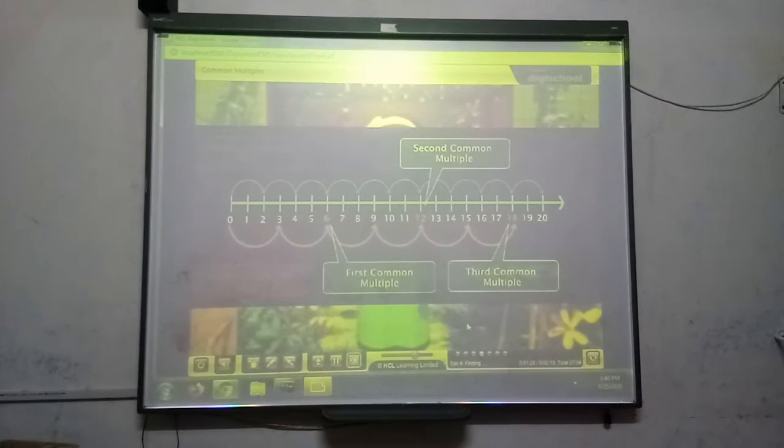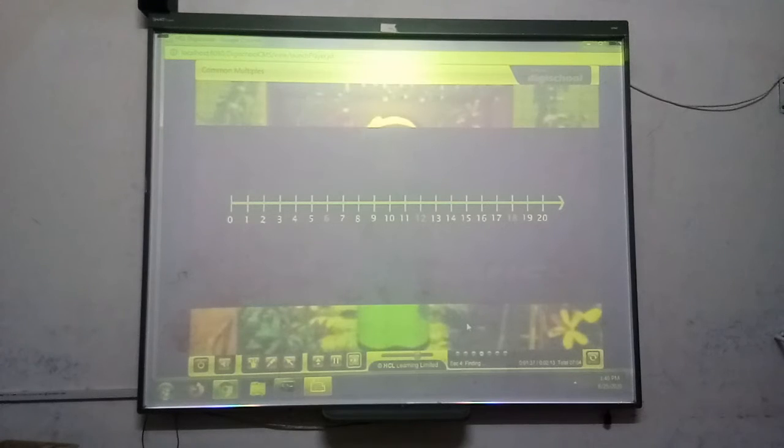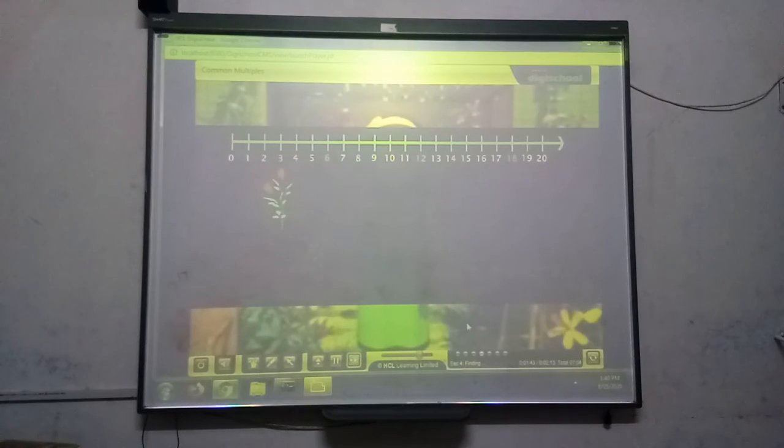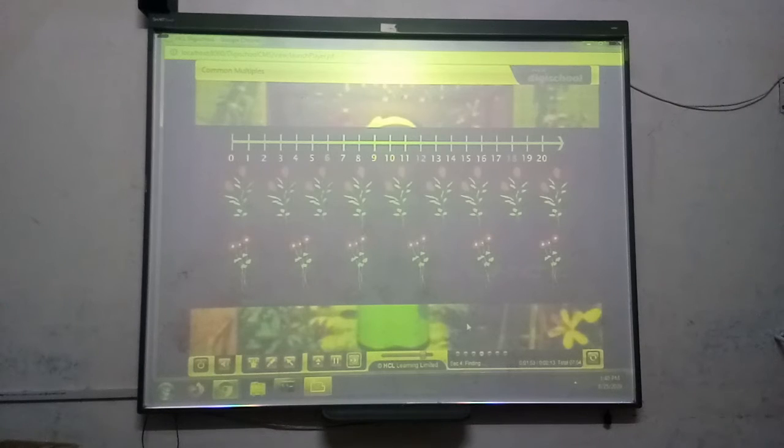Now, let's use common multiples to find the equal number of roses and gerberas that Sela needs to buy. The common multiples of 2 and 3 are 6, 12 and 18. So, using bunches of 2 roses and 3 gerberas, Sela can buy equal numbers of 6 flowers of each kind. She can also buy 12 or 18 flowers of each kind.